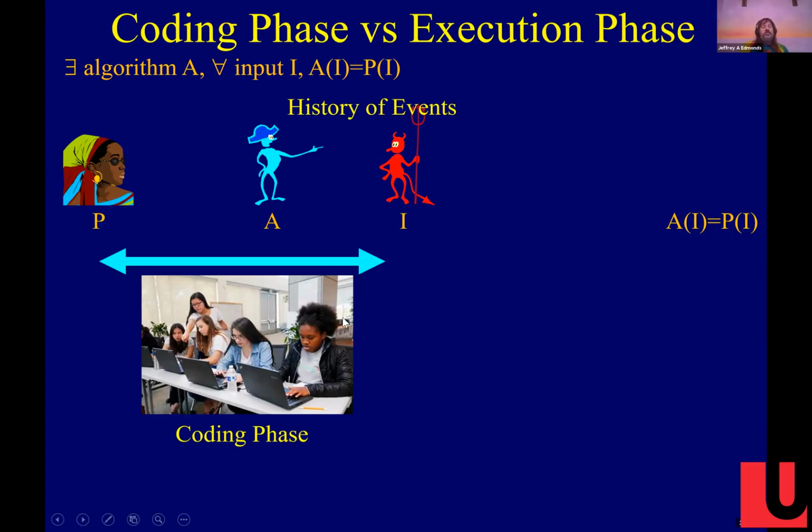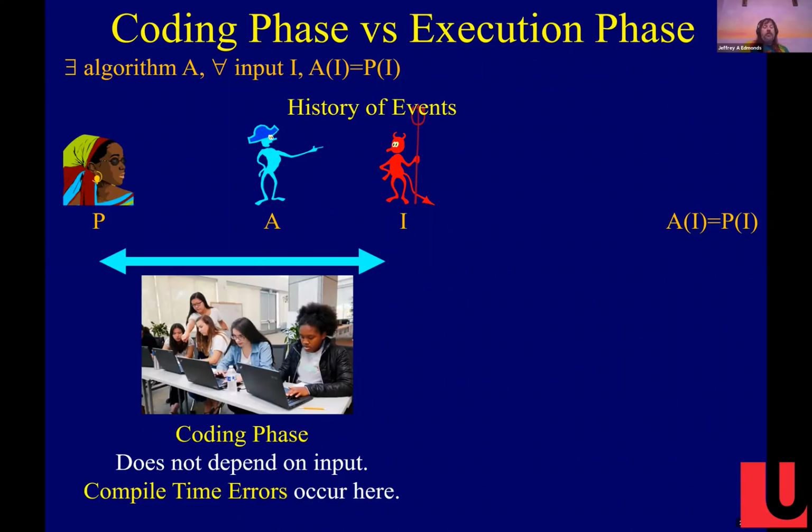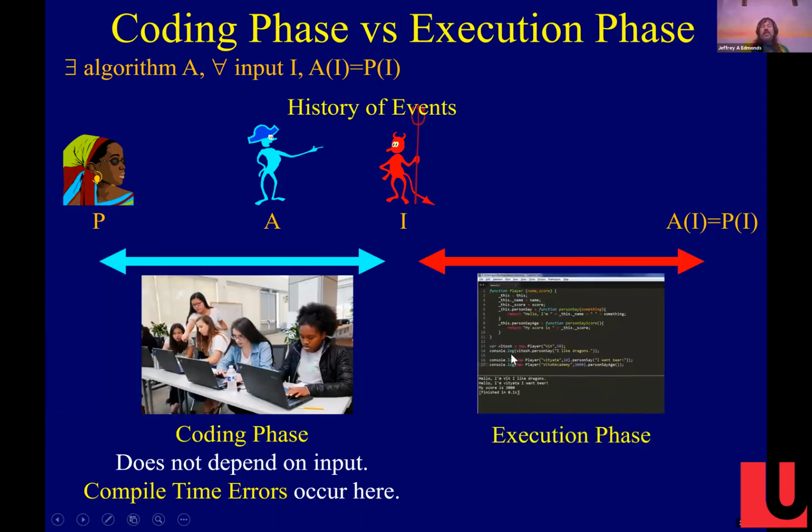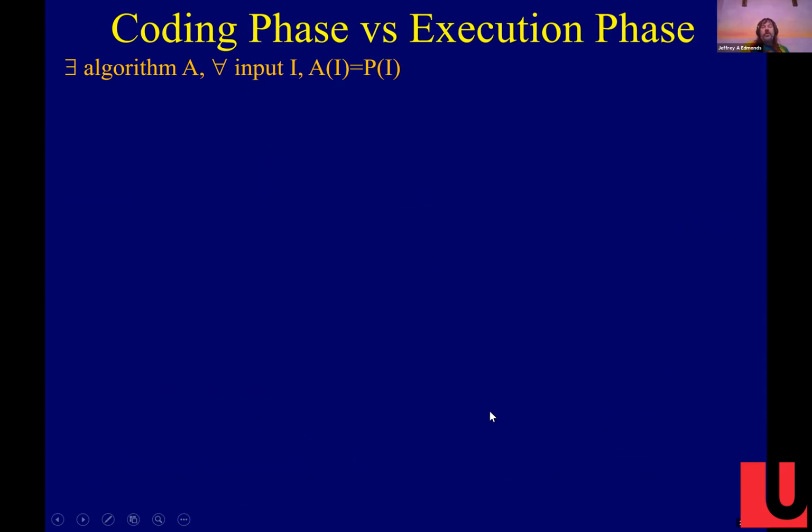The first phase is the coding phase. The point of the coding phase is that we don't know the input yet. Everything happens before the input. I have to figure out what the problem is, and I have to come up with the algorithm for it. And we can get compile time errors here. And then there's the execution phase, which happens after the input comes, and we can have runtime errors.